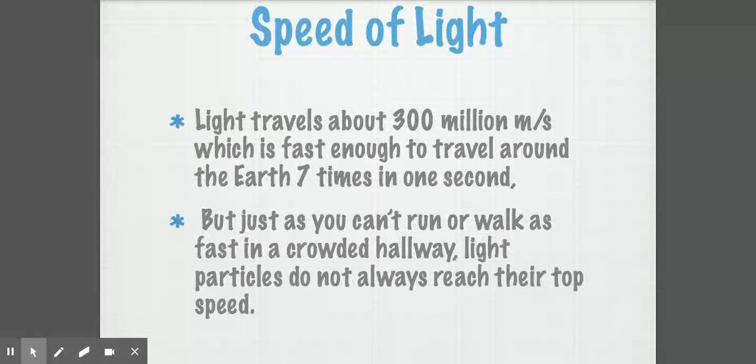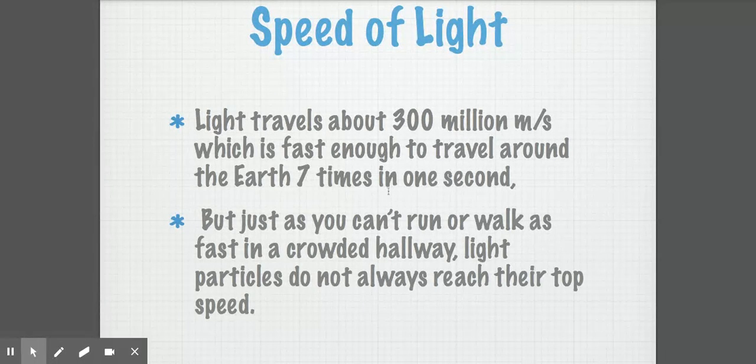Let's talk a little bit about the speed of light. The speed of light is essentially the fastest that we know light can travel. Light travels around 300 million meters per second. That's really fast. Just to give you a perspective of how fast it is, that's fast enough to travel around the Earth 7 times in 1 second.